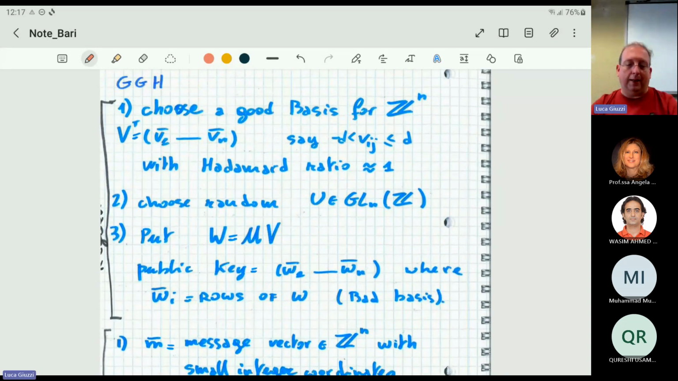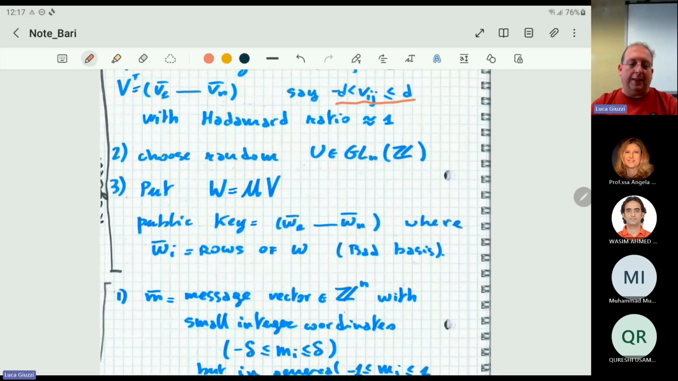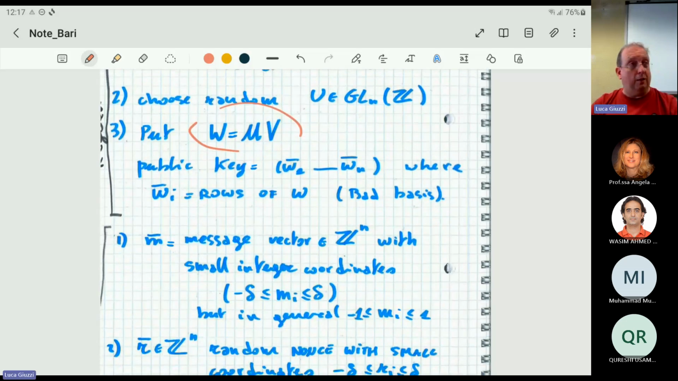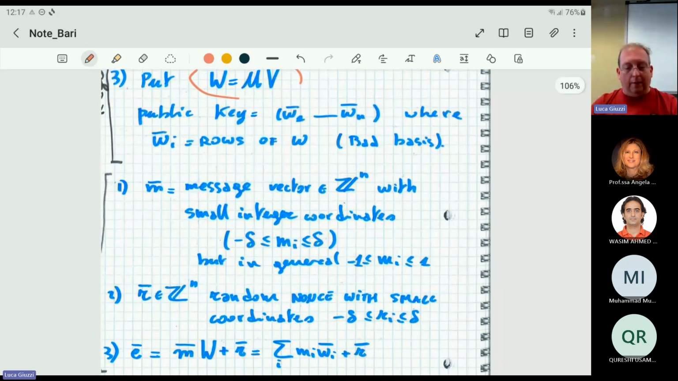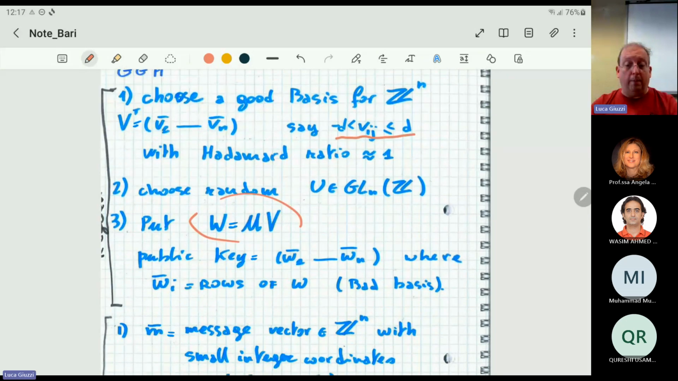Here we take a lattice, and we take a good basis for this lattice, and we want also that all the entries in this basis are comparatively small, that is between minus d and plus d. Then we take a scrambling matrix U in GL n of Z, and we compute a new basis, which is this one. The rows of W are a bad basis for the vector space, and the message will be a vector with small integer values, where delta is actually much smaller.